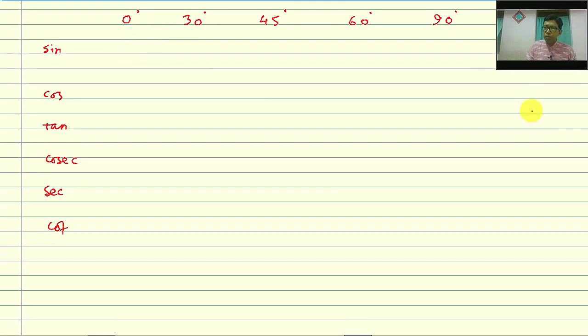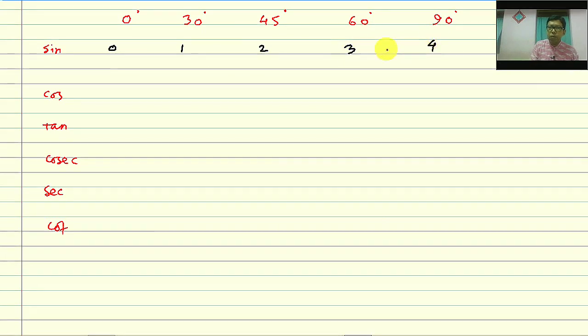First of all you remember that the first one is 0. Okay, 0, next is 1, next 2, 3 and 4. Very simple. 0, 1, 2, 3, 4. Now divide this by 4, that means you divide each number by 4. Okay, 0 upon 4, 1 upon 4, 2 upon 4, 3 upon 4 and finally 4 upon 4.